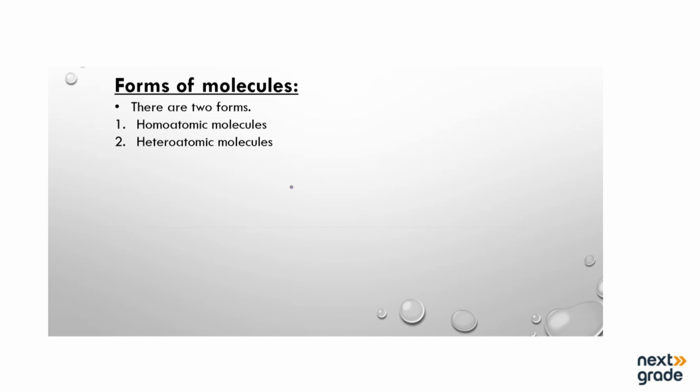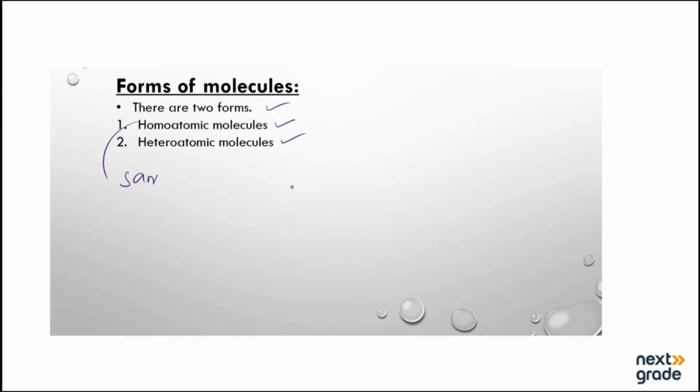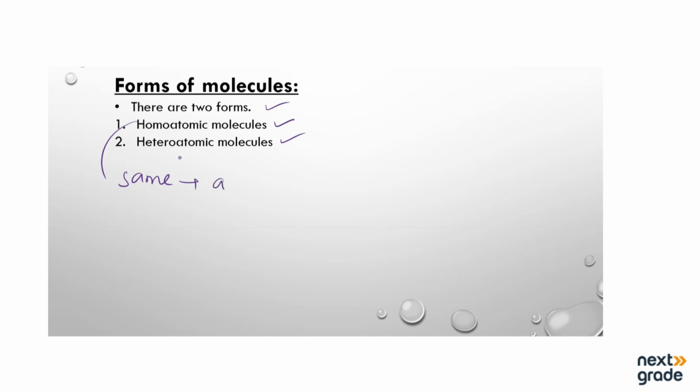Next we have forms of molecules. There are two forms of molecules. The first is homoatomic molecules and the second is heteroatomic molecules. Now what is meant by homoatomic and heteroatomic molecules? Homo means same. If a molecule has the same atoms, it is known as a homoatomic molecule. On the other hand, if a molecule has different atoms, it is known as a heteroatomic molecule.